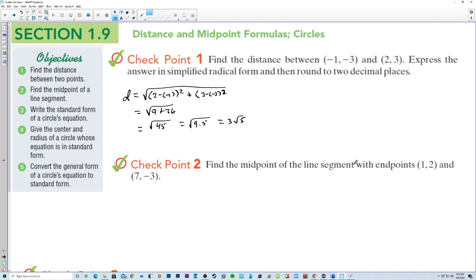Checkpoint 2, find the midpoint of the line segment of the points 1, 2 and 7, -3. So 1 plus 7 over 2, so it's the average of the x's and the average of the y's. So we have 2 plus -3. 8 over 2, that's 4, and -1 over 2 is just -1/2. So there's the midpoint.